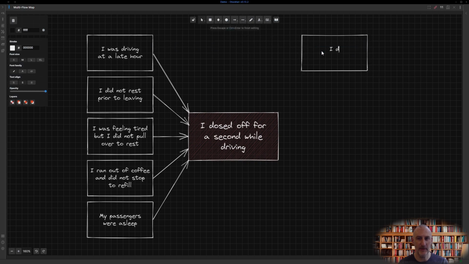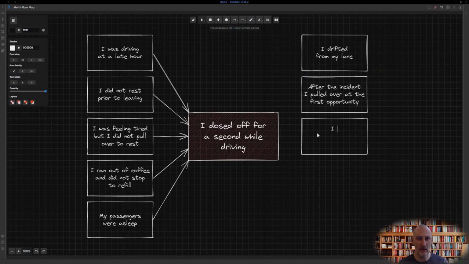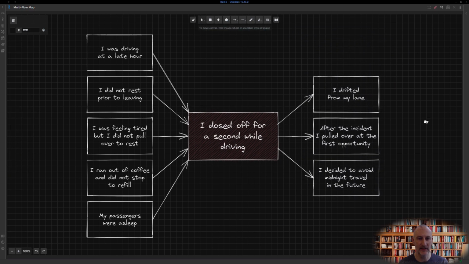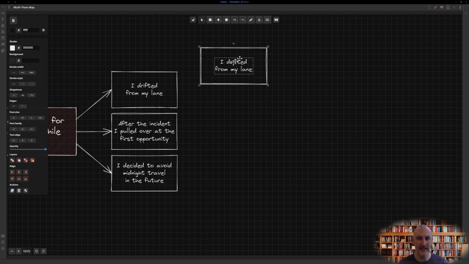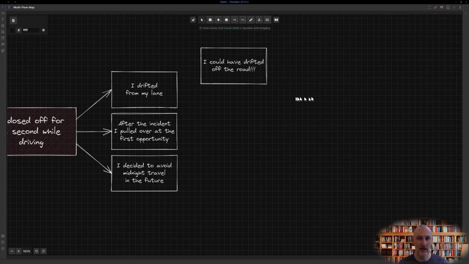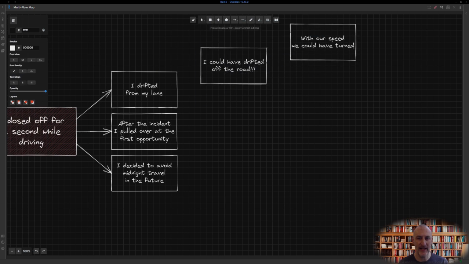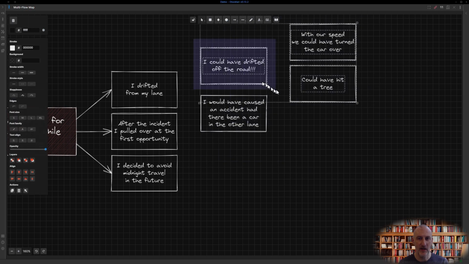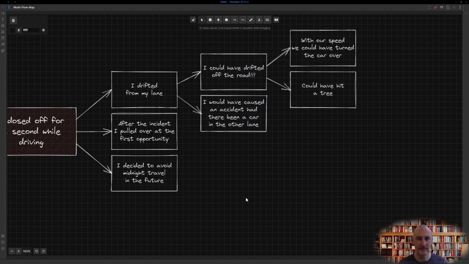Looking at the consequences, you have drifted from your lane, which scared you enough to decide to stop for a rest at the next immediate opportunity. Also, you have made a personal commitment never to travel at a late hour again. Multiflow maps can be connected to one another. You can, for example, explore the potential consequences of drifting from your lane.